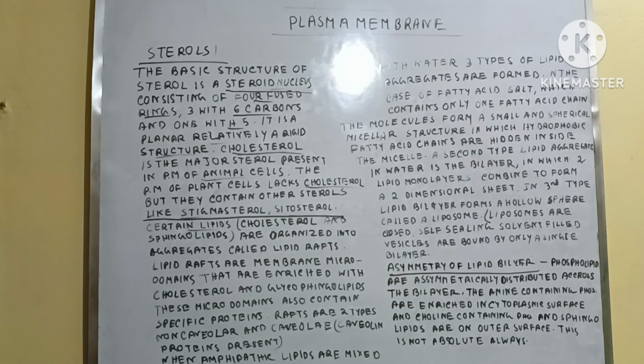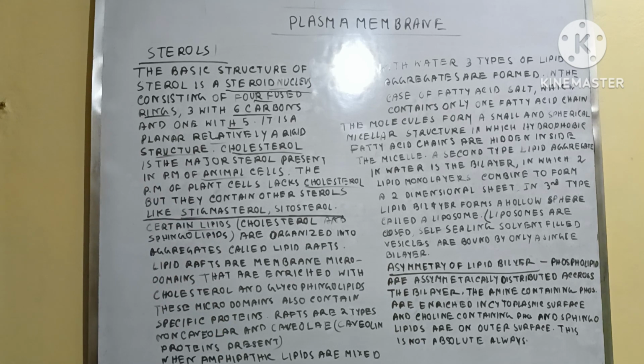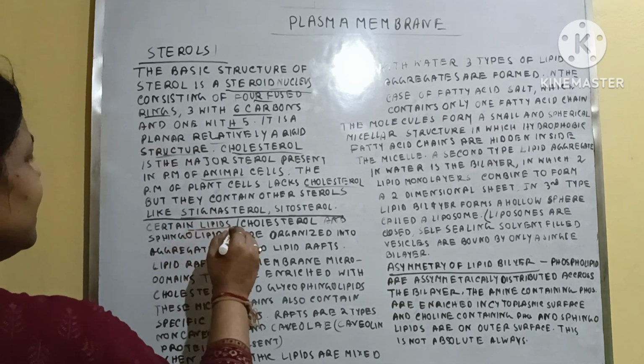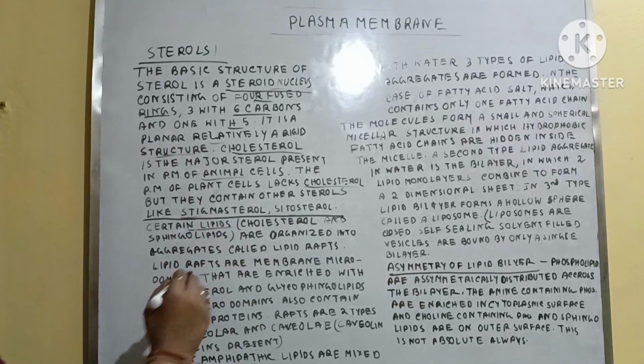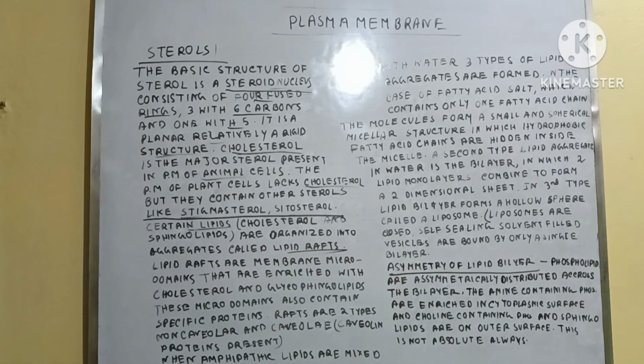Now we will learn how the lipids are arranged or organized. Generally the lipids are organized in the form of bilayers.